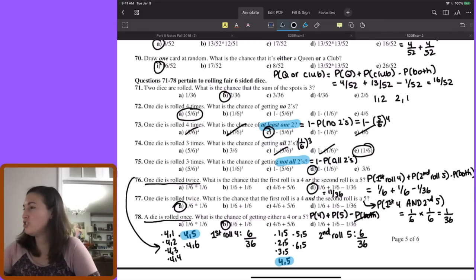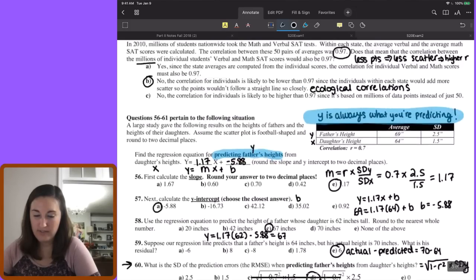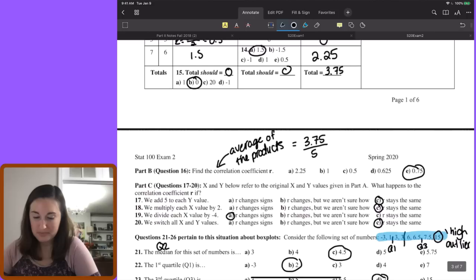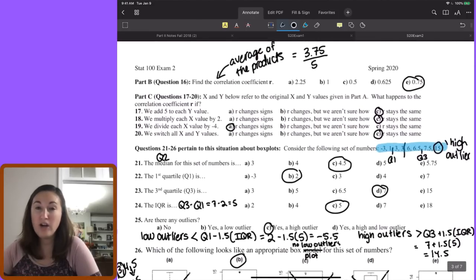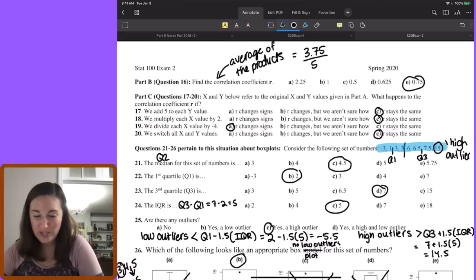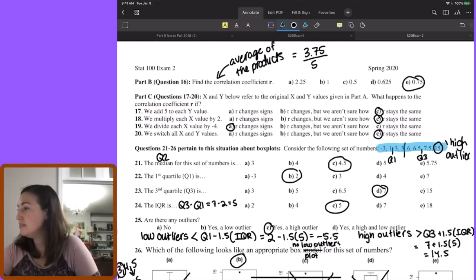Can you explain questions 17 through 20? Like, when does R change? For 17 through 20, R only changes if you're doing the same thing to every number on the list, which we're doing here. We're doing the same thing to either all the Y's or all the X's. The only time R changes is if we multiply or divide by a negative, and it changes signs. If you just change one number in the X's or Y's, then it's going to change, but we don't know how.